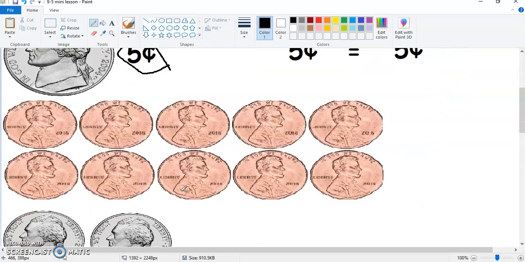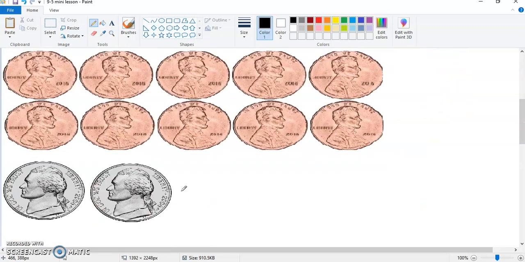All right, let's look down here. So let's check. Are these two fair? Is this a fair trade? If I gave you 1, 2, 3, 4, 5, 6, 7, 8, 9, 10 pennies, would that be the same as 2 nickels? Would 10 pennies be the same amount of money as 2 nickels?